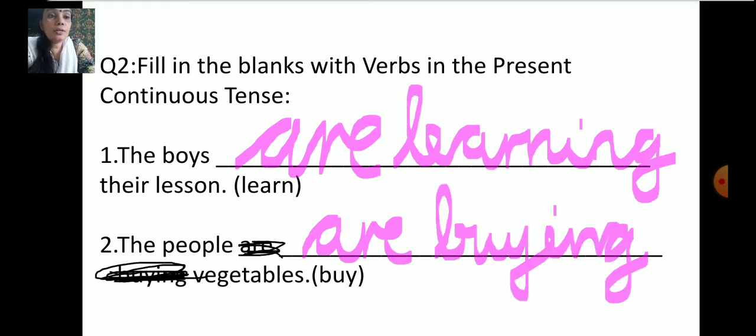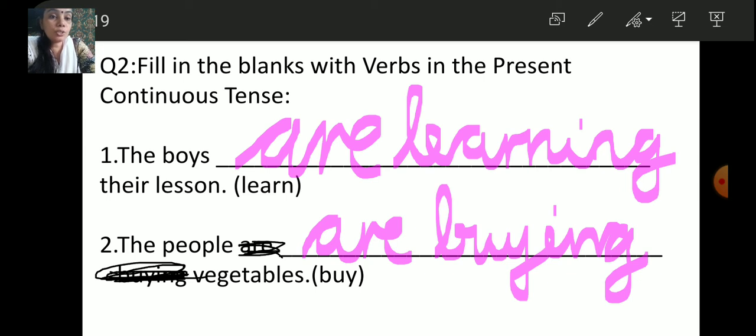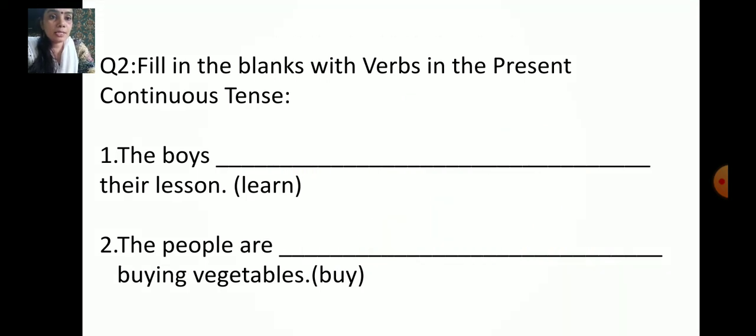So children, remember that present continuous tense means ing word, and present means is or are. So if plural is there, you are going to use are. If singular is there, then you are going to use is. The dog dash at the strangers. The dog is barking at the strangers. Okay, so if singular comes, you will use is, and plural comes, you will use are.